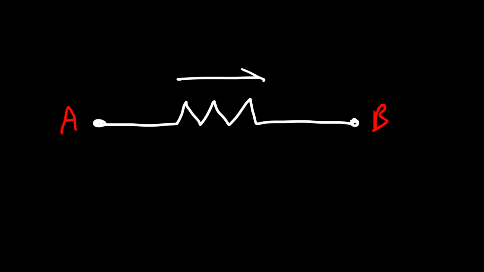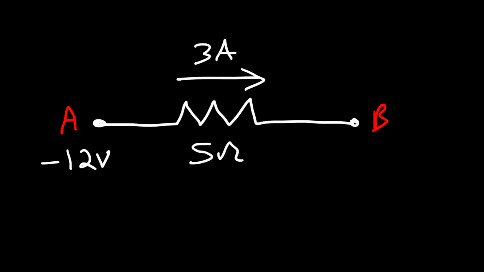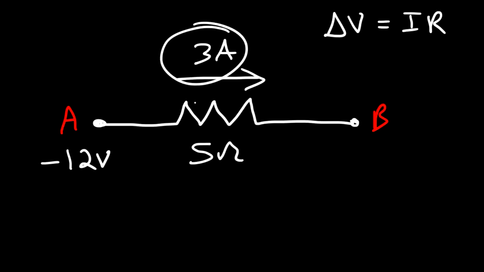Let's try one more example. So let's say this is point A and this is point B. And we have a current of 3 amps flowing through a 5 ohm resistor from point A to point B. Now let's say that the electric potential at point A is negative 12. What is the electric potential at point B? Using Ohm's law, we know that V equals IR. So if we multiply the current by the resistance, 3 times 5, that will give us a voltage of 15.